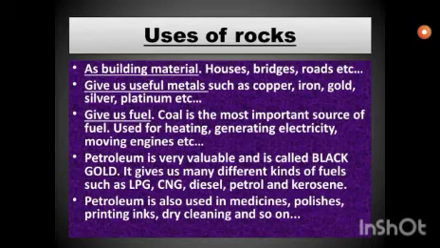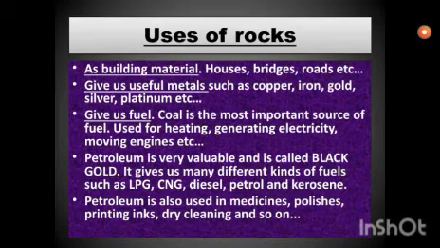Now we will see the uses of rocks and minerals. First we see the use of rock. Rocks are used as building material, like houses, bridges, roads. They give us useful metals, they give us fuel. Petroleum is very valuable and is also called black gold. It gives us many different kinds of fuels such as LPG, CNG, diesel, petrol and kerosene. Petroleum is also used in machines, polishes, printing inks, dry cleaning and so on.